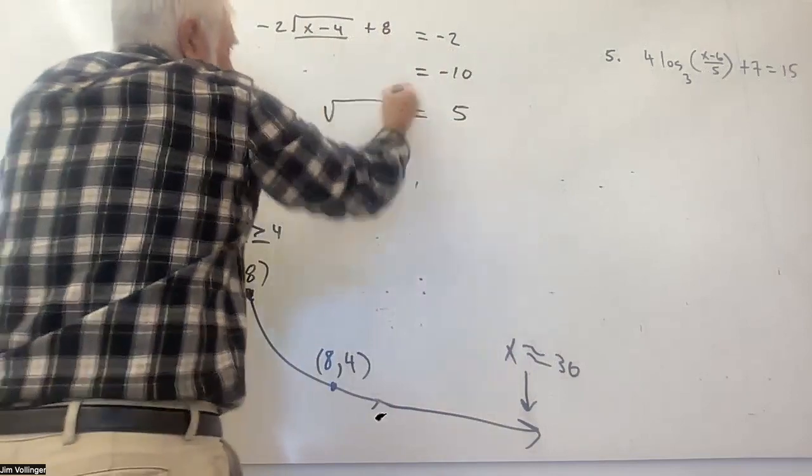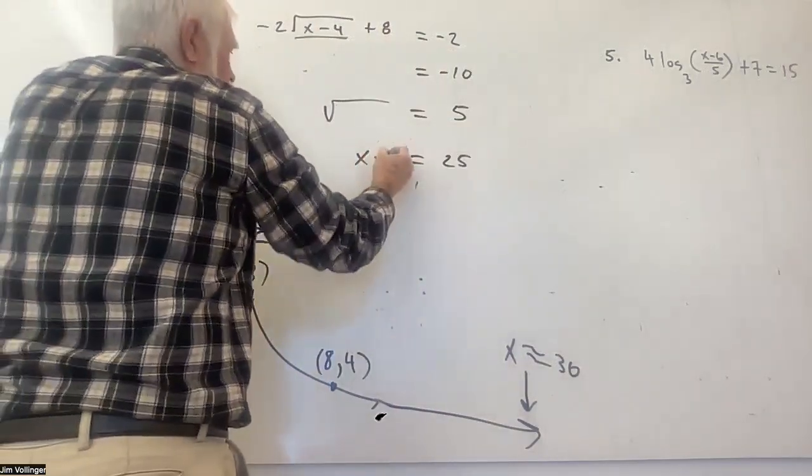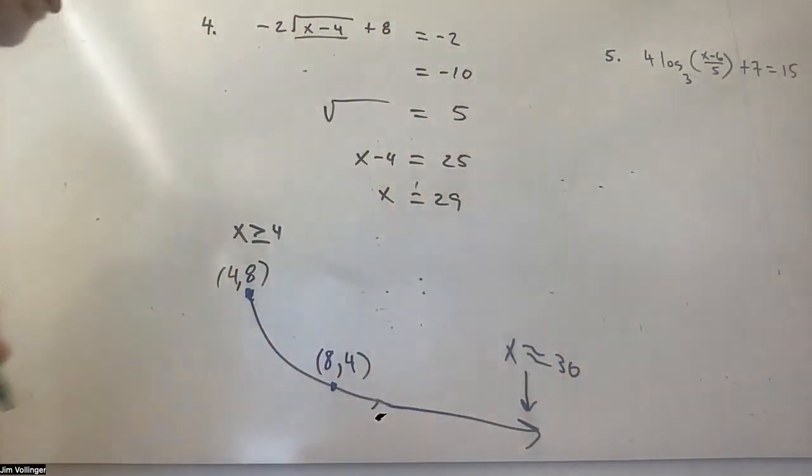What's the inverse of square rooting? Squaring, which leaves us x minus 4. And x is equal to 29. Yeah, good guess on that one.